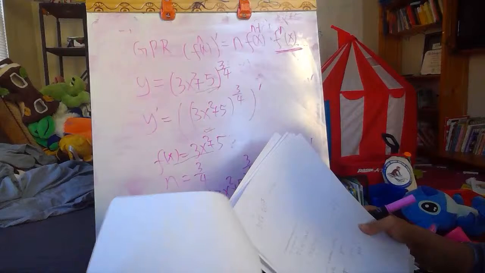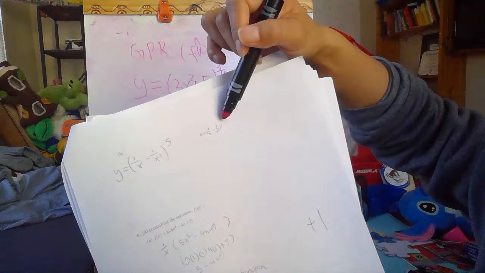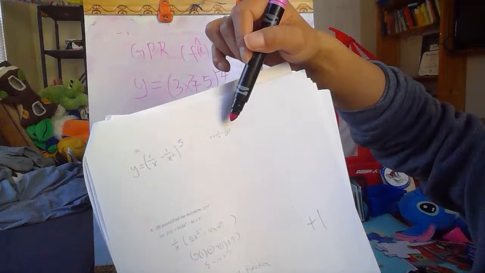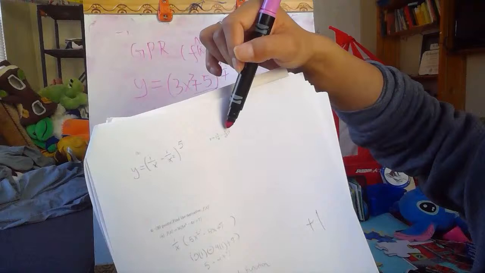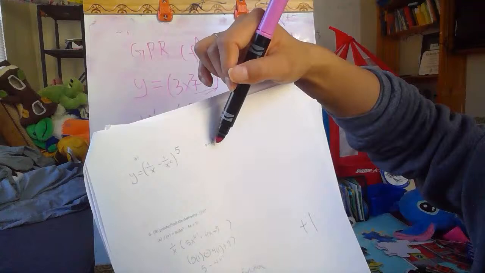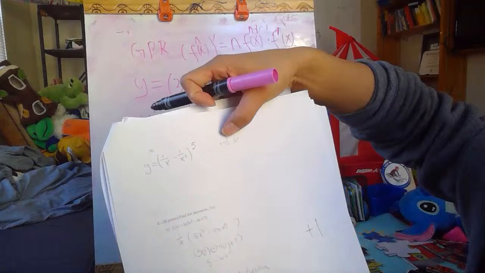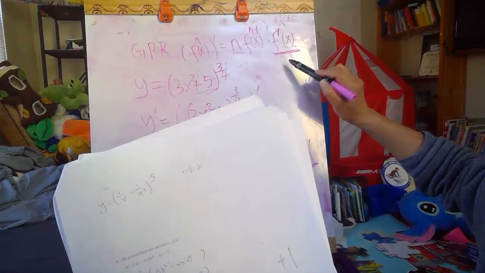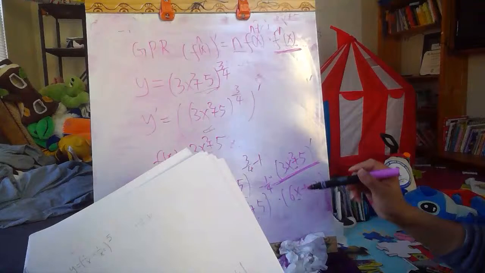For this one, problem B is a similar idea. Please try to solve it. But the tricky part is the f of x inside. You need to write down the power way. So anyway, here n is 5, and f of x is 1 over x minus 1 over x squared. So now you use this formula. You need to be careful at every step. Okay? So this is another common mistake for the general power rule.